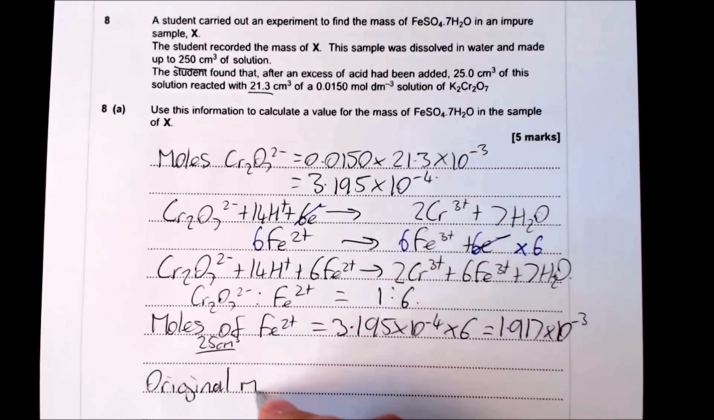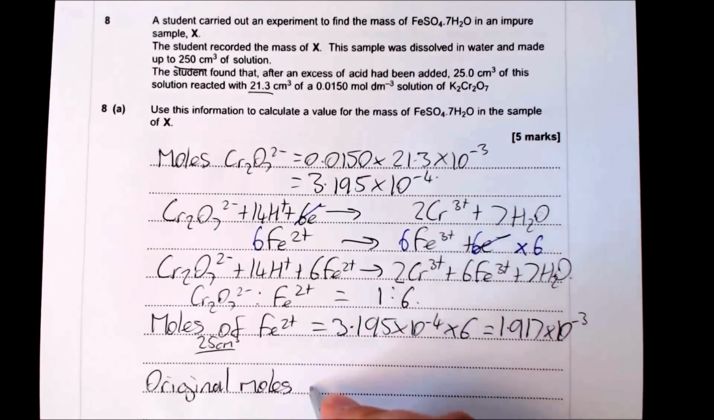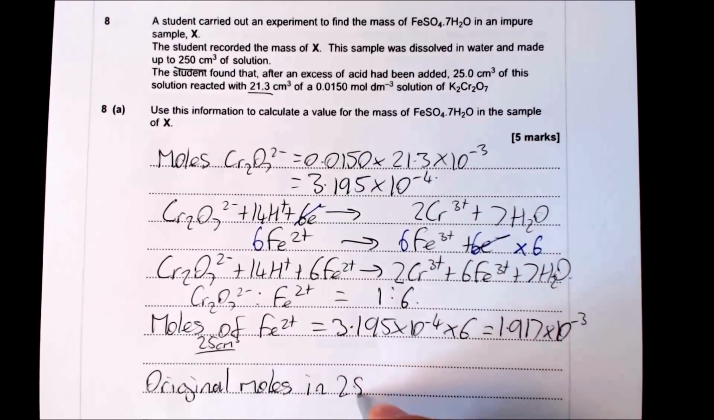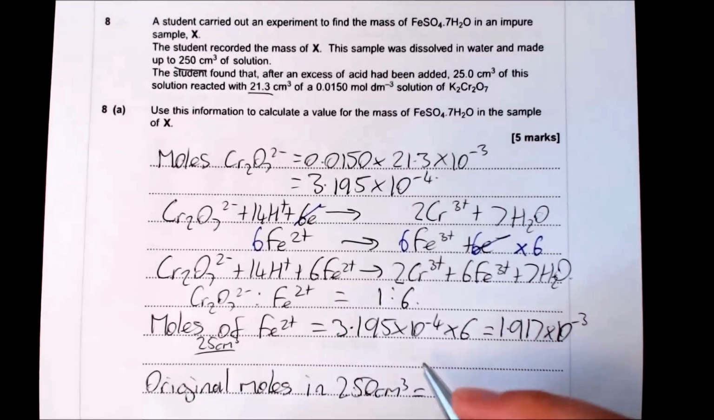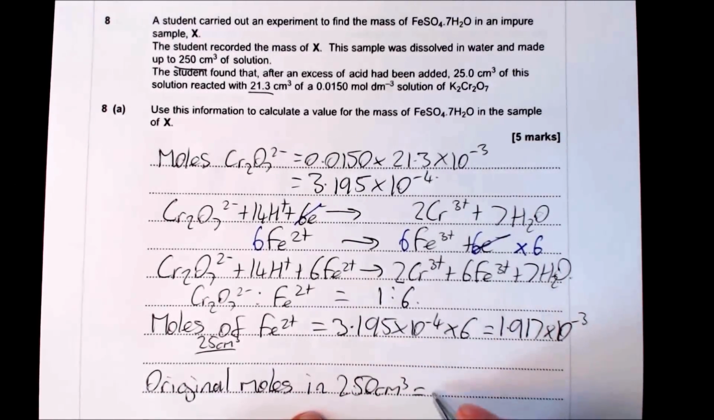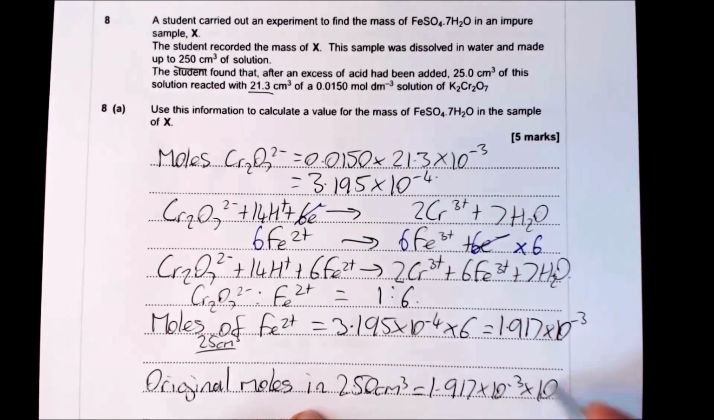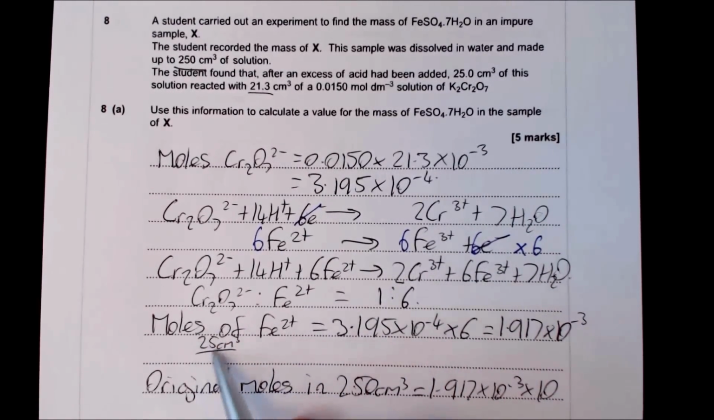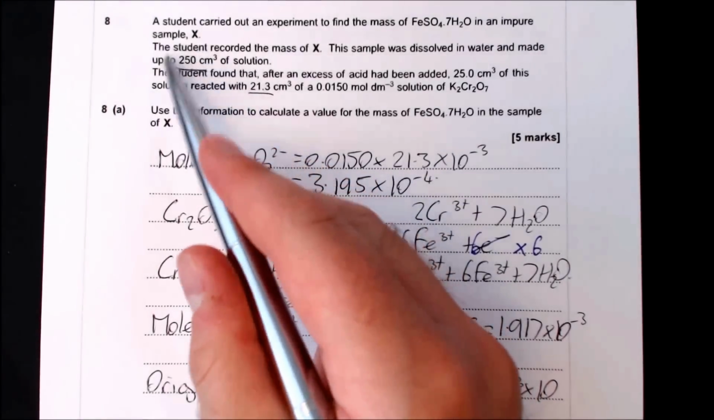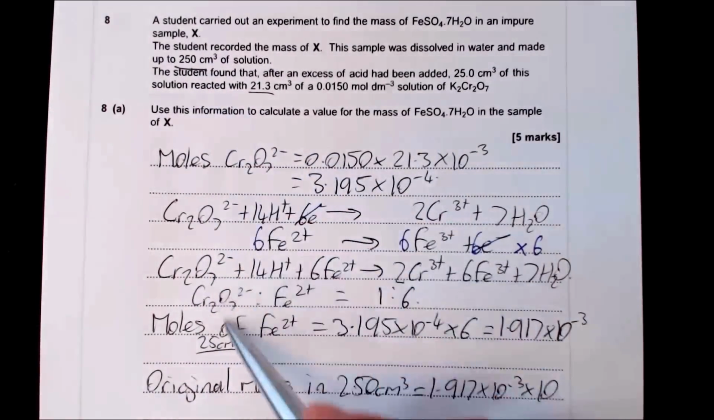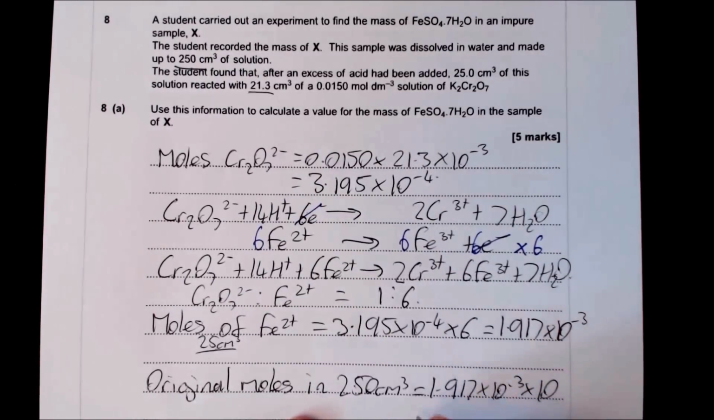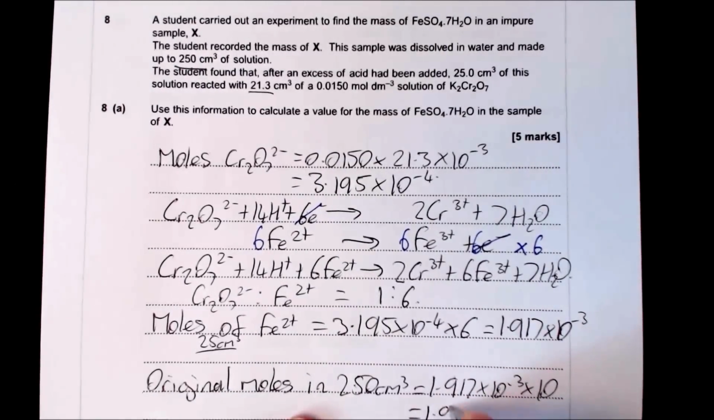So the original moles in 250 centimeters cubed is just this number here, 1.917 times by 10 to the minus 3, and we're going to multiply it by 10 because this is 25 centimeters cubed, and to work it out in 250 centimeters cubed, there's a factor of 10 between them. And you don't really need to calculate for this.